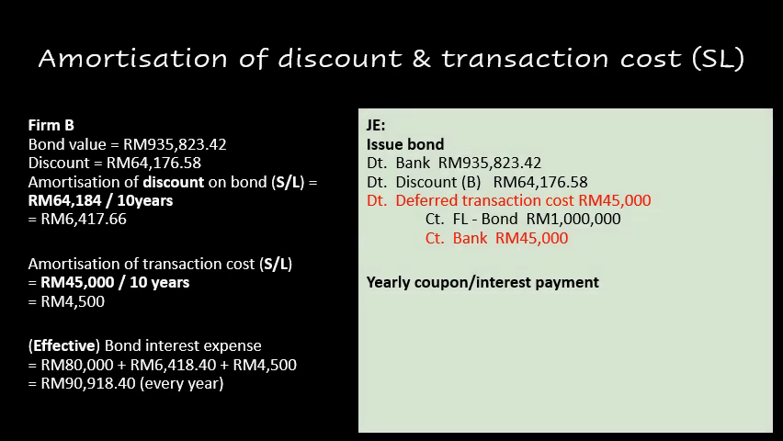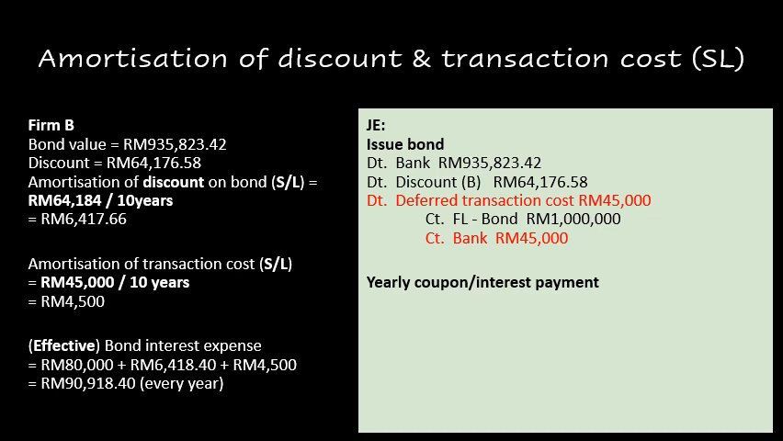Just to show the difference for bond issued at discount, here we have Firm B. Similar with Firm A, when we issue bond, everything else the same, just that we have additional accounts, a credit in bank account for payments of the transaction costs, and a debit in deferred transaction cost account of the total amount paid. Using straight line method, we divide with 10 years bond period for discount amount and transaction costs.